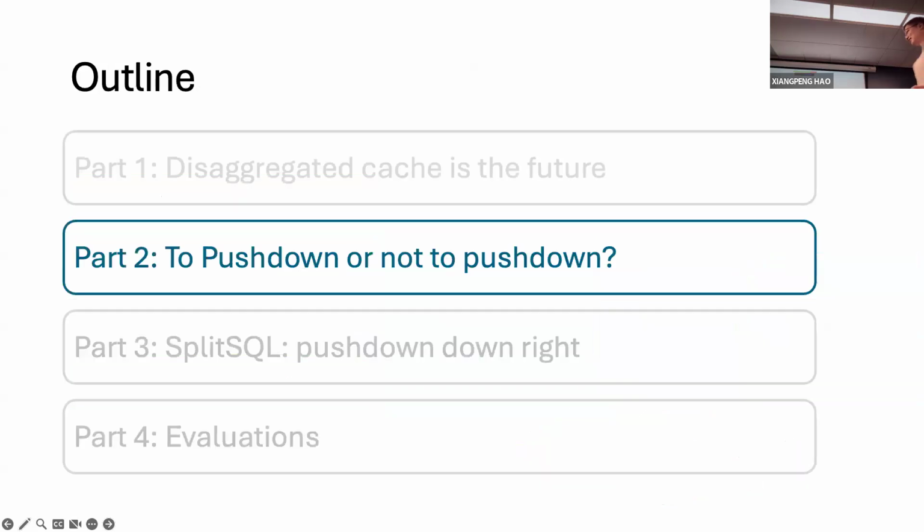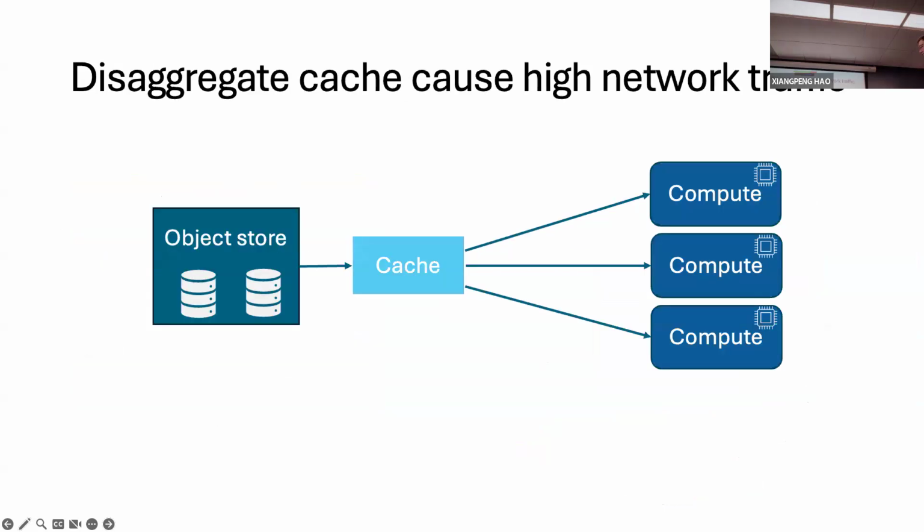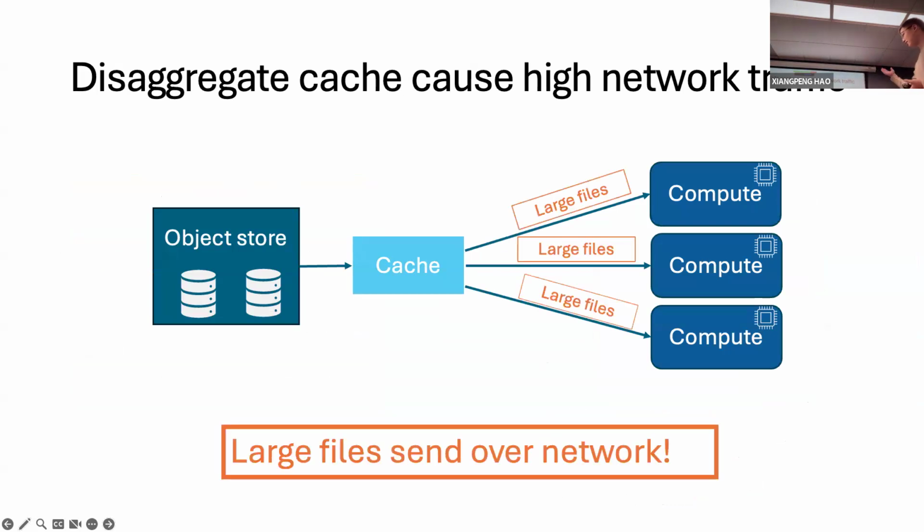And why is that? That goes to our second part, which is push down. The problem here is that disaggregated cache will cause high network traffic. Why is that? Because you have a caching component sitting between these, and they are all connected over the network. And it's very likely that when a compute node's DataFusion instance scans a Parquet file, even though DataFusion has very advanced Parquet pruning techniques, you likely still have to scan a lot of data. That means you have to send a lot of data over the network, and eventually your system is bottlenecked by the network, which is not great.